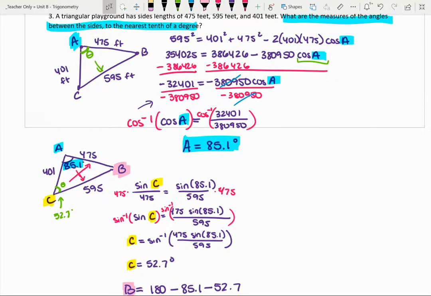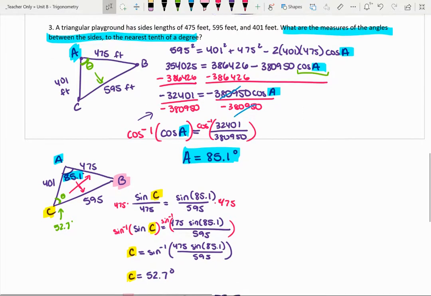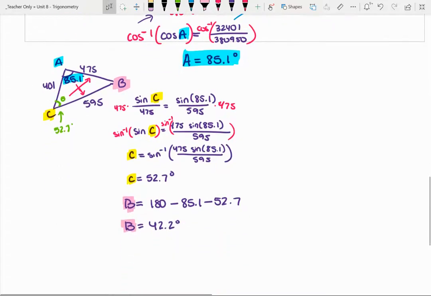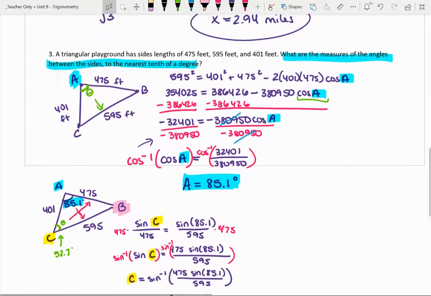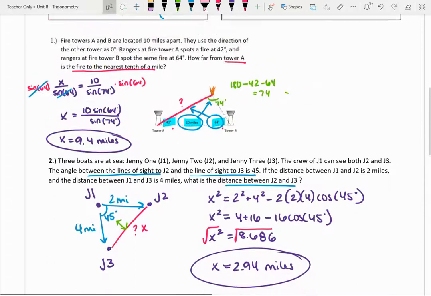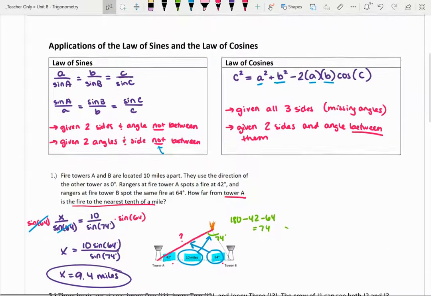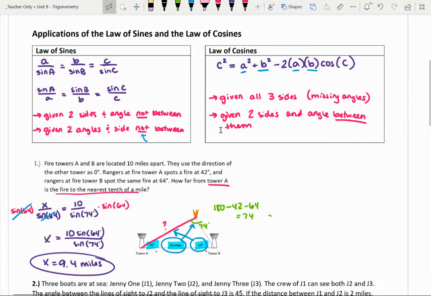So what I really like about this example is that it really gives us some good practice looking at what information we are given about the triangle, and how we use either the law of sines or the law of cosines to figure that out. So go ahead and check out your practice assignment. If you need some reminders about the law of sines or the law of cosines, you can always go back to last week's work, or you can reach out to me, email, Canvas, whatever you need.